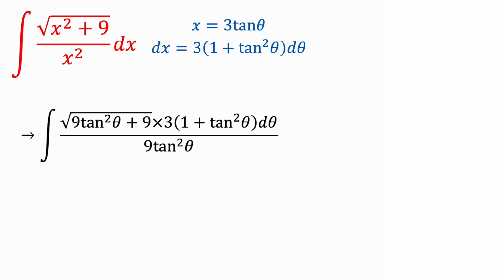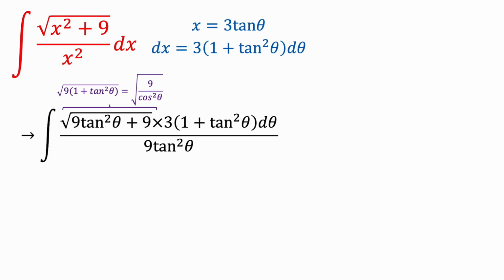Excellent. We have a denominator, again, an x squared, which is 9 tangent squared. Now, you must have factored out a 9 from under the radical, making it 9 times 1 plus tangent squared. And 1 plus tangent squared is equal to 1 over cosine squared. Now, inside the radical, we essentially have 9 over cosine squared. When we take it out, it becomes 3 over cosine theta.